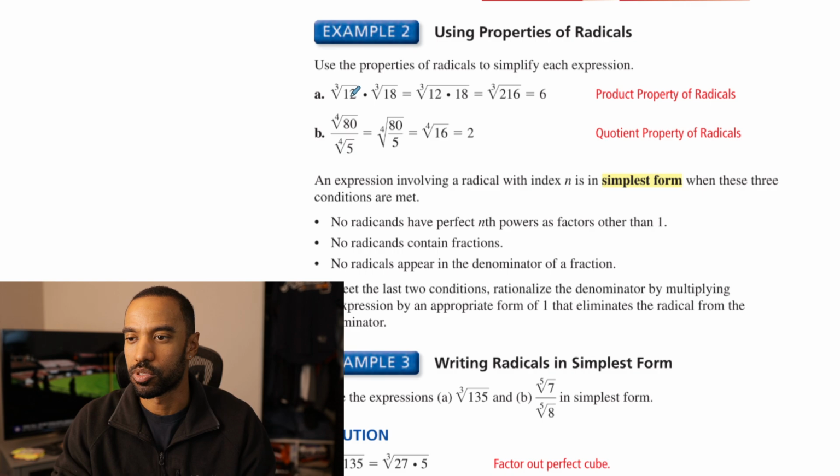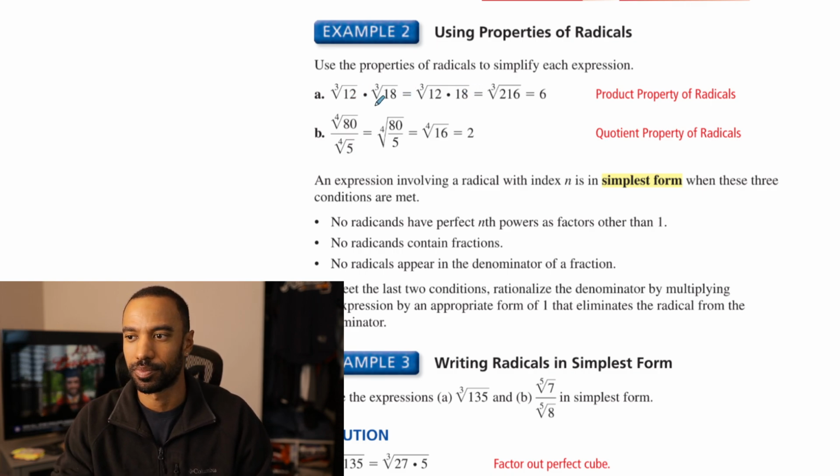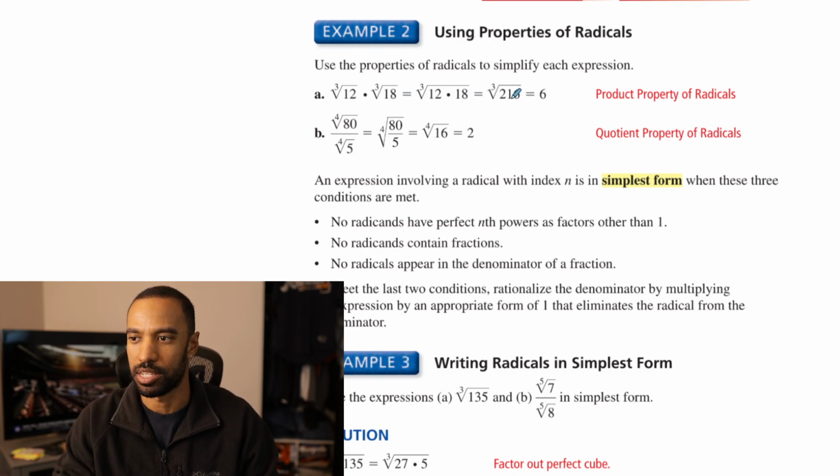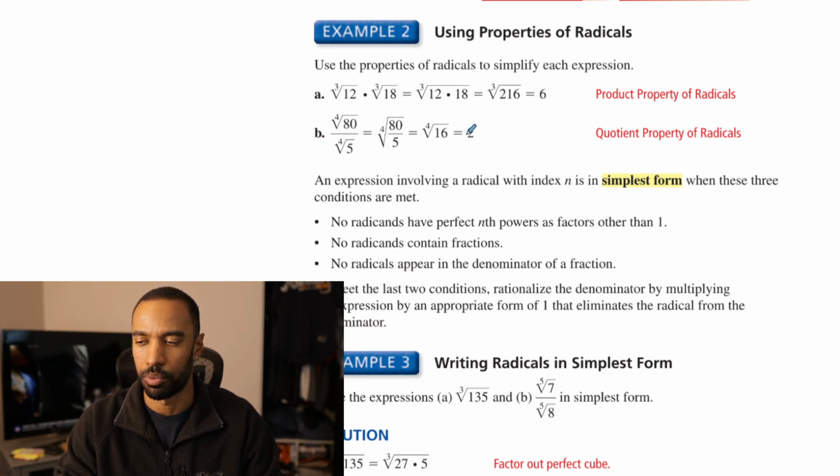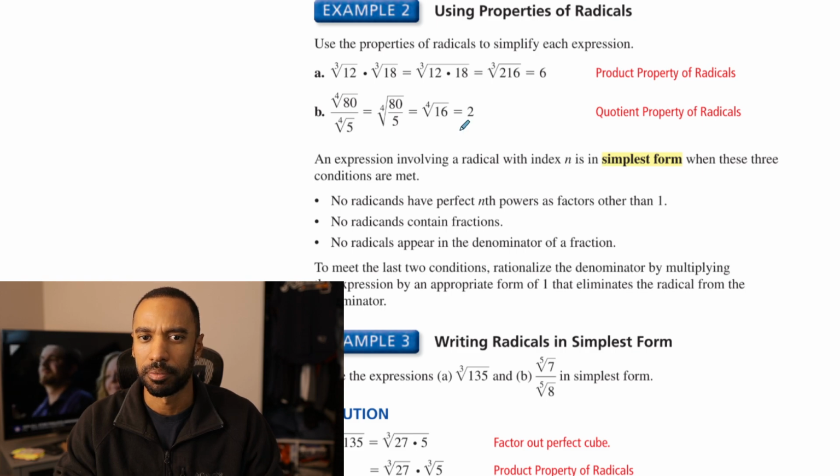All right, some more examples of that. Once again, you just saw what it was above. 12 times 18 is 216. Cube root of that is 6. Divide those, you get 16. 4th root of that is 2. So more of the same from there.